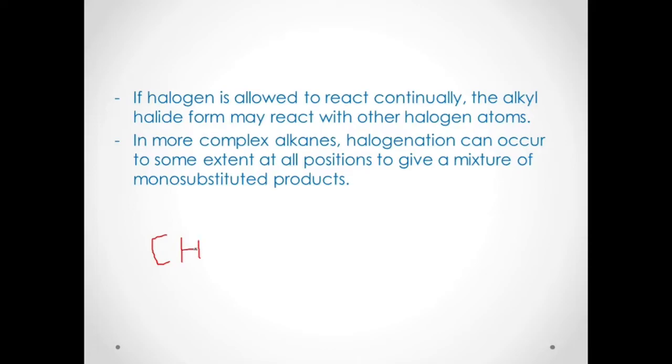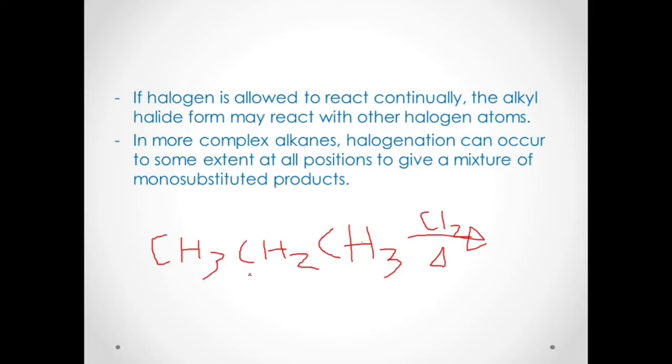So you have propane, the chemical formula would be CH3 CH2 CH3. Okay? So if it undergoes monochlorination in the presence of heat, you are going to halogenate propane by monosubstitution with chlorine. So you would expect that this hydrogen here will be substituted with your 1 Cl.